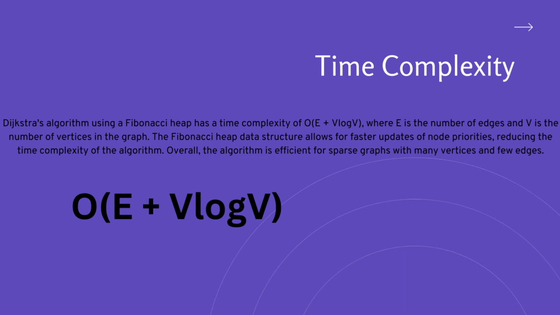Coming to the time complexity of Dijkstra's algorithm using a Fibonacci heap. Dijkstra's algorithm using a Fibonacci heap has a time complexity of big O of E plus V log V, where E is the number of edges and V is the number of vertices in the graph. The Fibonacci heap data structure allows for faster updates of node priorities, reducing the time complexity of the algorithm. Overall, the algorithm is efficient for sparse graphs with many vertices and few edges.